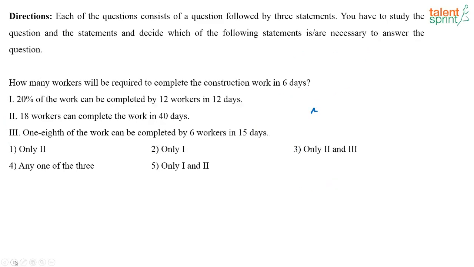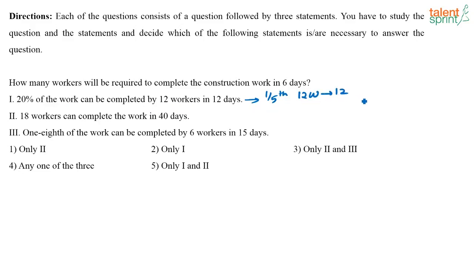Okay, next question. How many workers will be required to complete the construction work in 6 days? So, what is the answer here? Yes, a lot of you say the answer is option 4. Let's check. Now, what does the first statement say? 20% of the work can be completed by 12 workers in 12 days. Or they are saying that 1 by 5th of the work is completed by 12 workers in 12 days.